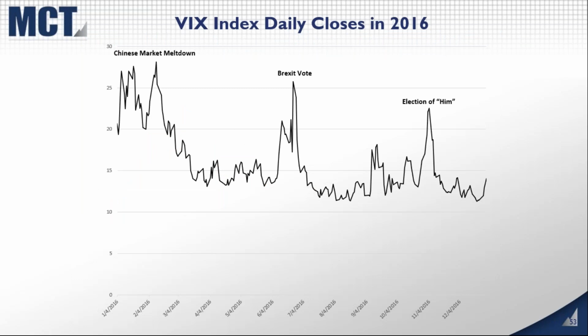And you see here the same thing. This is the VIX index daily closes in 2016. And you can see, 2016 being a very interesting and eventful year, at the beginning of the year, you had the Chinese stock market meltdown. And in June, you had the Brexit vote. And in November, you had the election. And you could see that the market did spike, but the spikes were relatively short-lived.